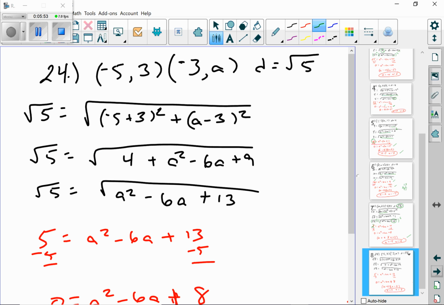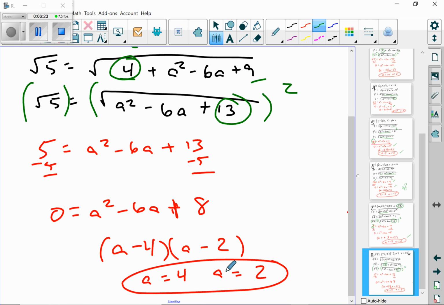Last problem, number 24. Negative 5 minus negative 3 is really negative 5 plus 3, which is negative 2. Negative 2 squared is really positive 4. Be careful on that sign. A minus 3 squared is a squared minus 6a plus 9. Combine the 9 and 4 to make 13. Square both sides by removing radical signs. 5 equals a squared minus 6a plus 13. Subtract 5, you get 8. All right, 8 factors into 4 and 2, both negative. Negative times negative is positive 8. Negative 4, negative 2 make negative 6. This solves into a positive 4 and positive 2.